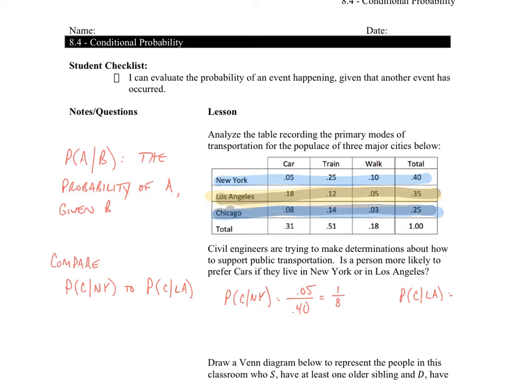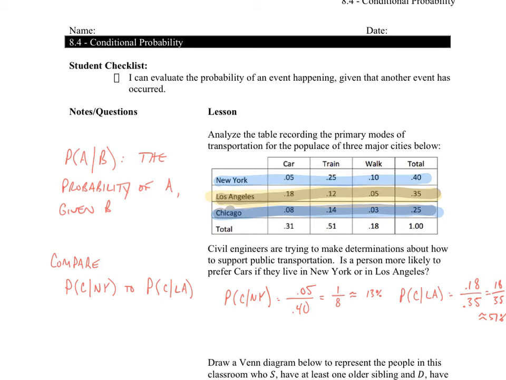So of the people who live in LA, of which there are 0.35 out of the whole survey, how many of them prefer cars? 0.18. Because I'm only asking how many of the LA people prefer cars. So I could try to reduce this, but really all that I'm going to do is just remove the decimal points. So I have 18 out of 35. And this is a case where it's hard to compare these. I'm going to have a tough time getting a common denominator between 8 and 35. And so what I might do with a calculator is just divide these. 1/8 is approximately 13%, and 18/35 is approximately 51%.